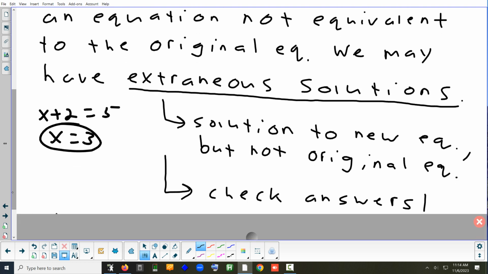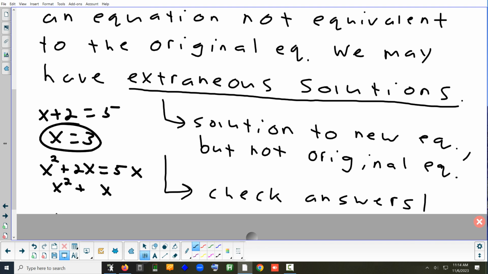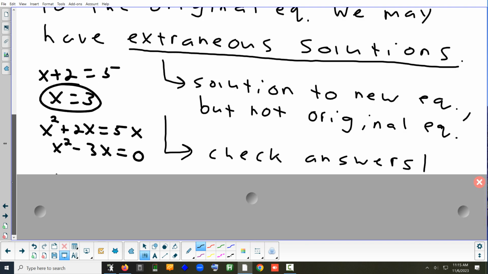Let's just multiply both sides by x to start. So we get x squared plus 2x equals 5x. Did I correctly multiply both sides by x? Yes. Okay. Then let's solve it now like a quadratic and bring everything to one side. So x squared plus 2x, what would that be on the left if I bring the 5x over? Wouldn't it be minus 3x? Yeah. So it would be x squared minus 3x equals 0.